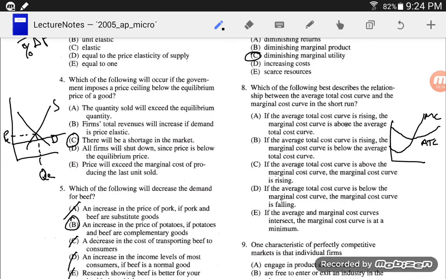So if the average total cost is rising, the marginal cost curve is above the average total cost curve, absolutely. When the cost of the next one is higher than the average has been, it's pulling the average up. So yeah, that's the correct answer. You can read through the other answer choices if you like, but none of those are correct.